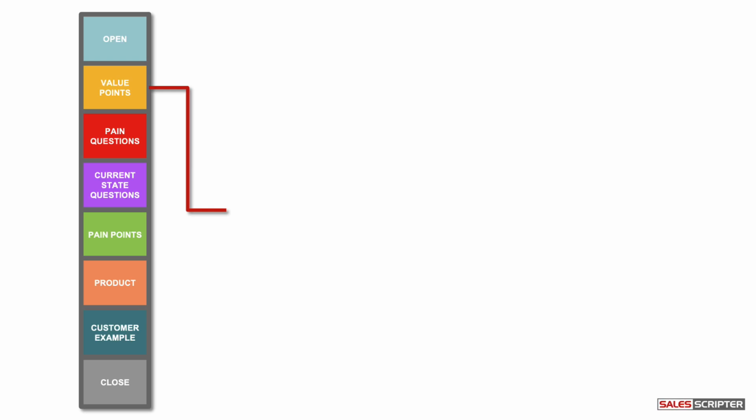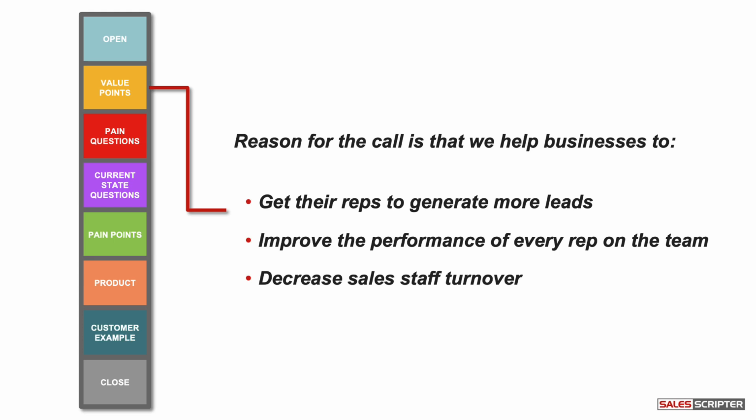But what you can do is you can deflect to your value proposition by saying something like, well, the reason for the call is we help businesses to get their reps generating more leads and improve the performance for every rep on the team. And after you say that, you can just stop talking. And what this does is that it's kind of a curveball to both gatekeepers and target prospects, in that it really doesn't answer their question of what they were looking for. They were looking for, are you trying to sell me your product? So it can diffuse or delay the instant I'm not interested.